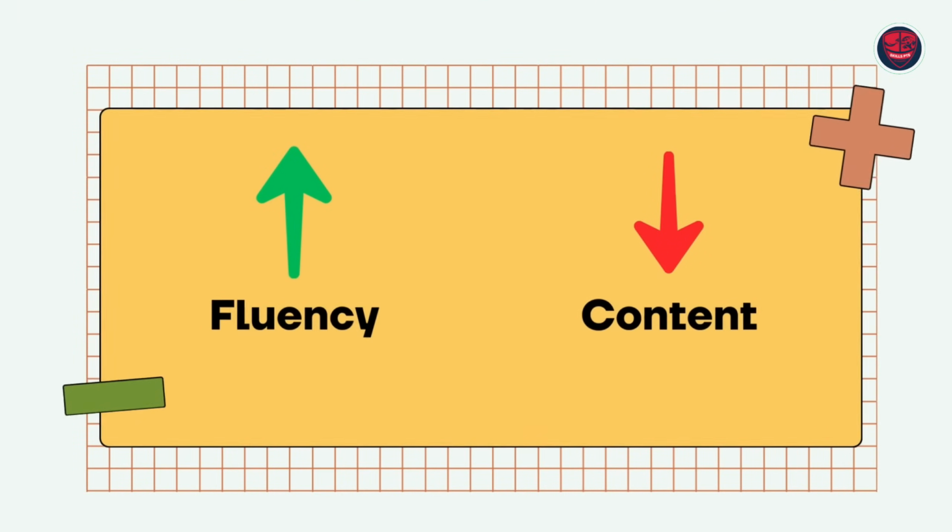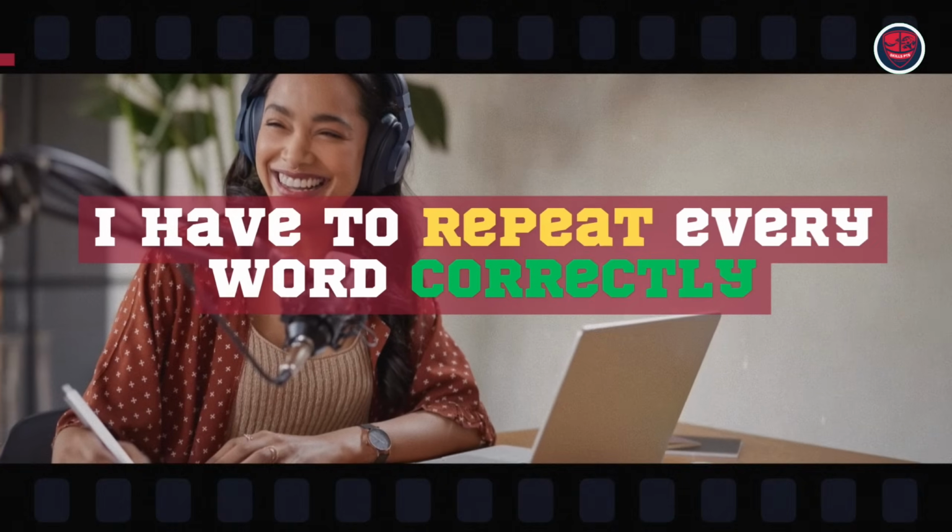The fourth is repeat sentence. The hidden feature is very simple here. In repeat sentence, fluency wins the race over the content. But what people think is, I have to repeat every word correctly. They try to do so, and in doing so they fumble.